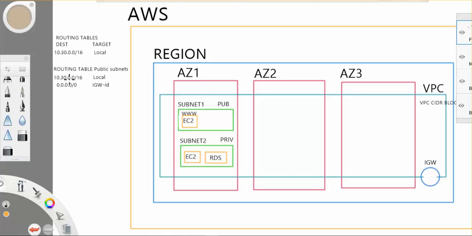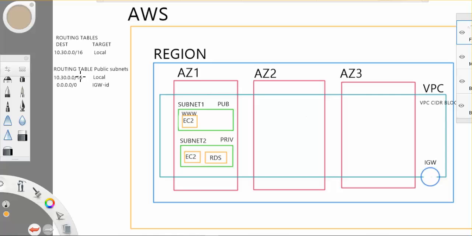So what that means, like I said, we will have an entry that says if you want to go to any IP address that is part of this range 10.30.something.something, that's going to be local traffic, allow it. If you want to go to the internet, then just use the internet gateway for that.